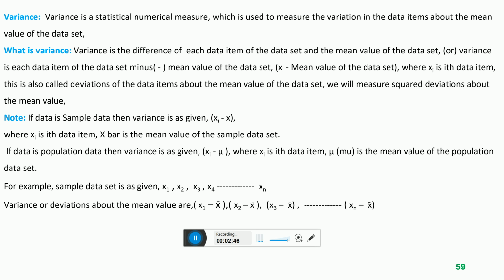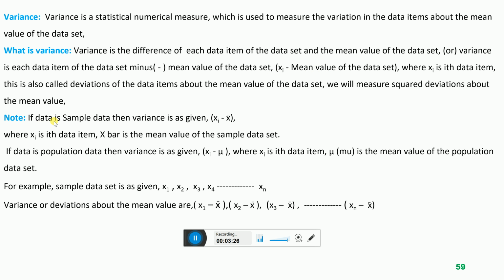So I am again repeating, variance is simply the difference between each data item of the data set and the mean value of the data set. And this variance is also called deviations of the data items about the mean value. Now this is the mathematical formulation of the variance: xi, where xi represents every data item of the set, minus the mean value of the data set.